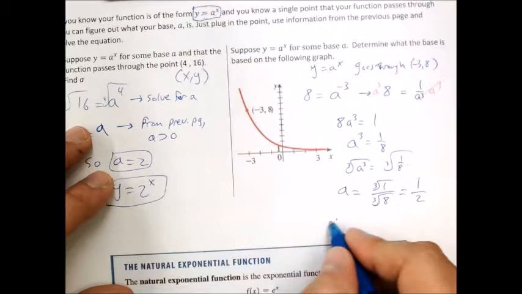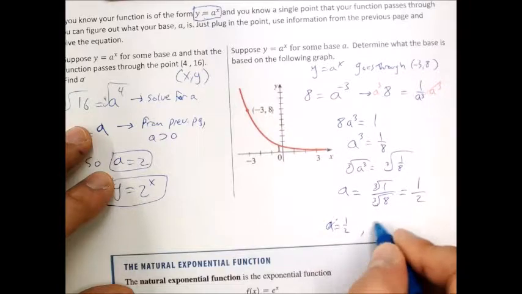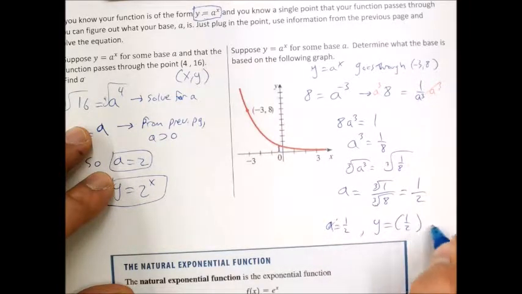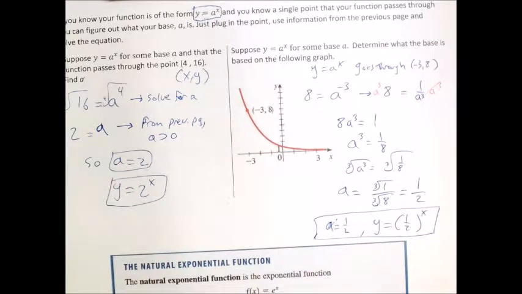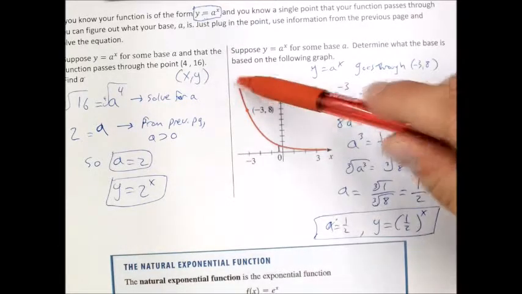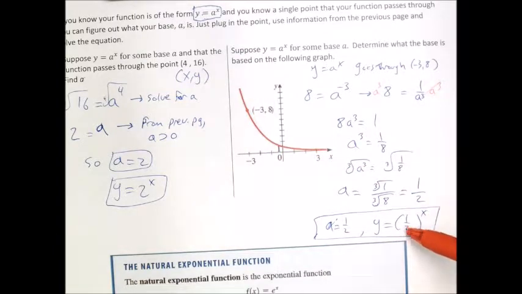And so our a is 1/2, and our function is 1/2 to the x. And that fit with, remember when we started this problem, we said, okay, a's got to be a fraction because it's decreasing. And we found out that it was a fraction. It turned out to be 1/2. That fits with what we were thinking, so that makes us feel good that we did it right.